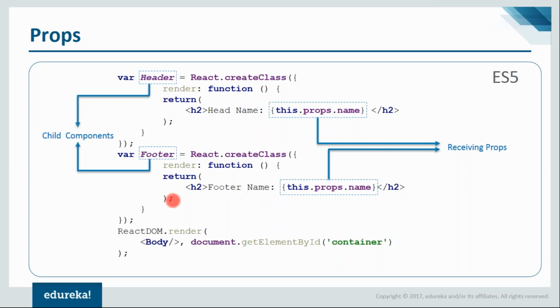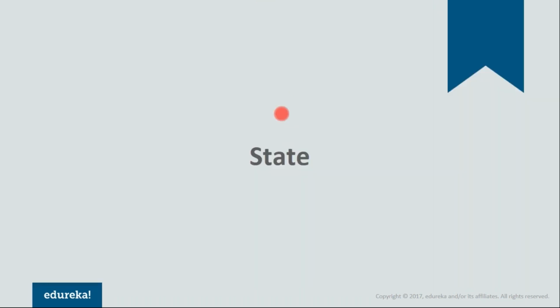And then finally I can end my code by rendering all these components to the DOM with this function. I explained this earlier also. So every time you write a React code, you have to always render all the components that you have defined to the DOM. So that's what I'm doing over here. So that is about props.